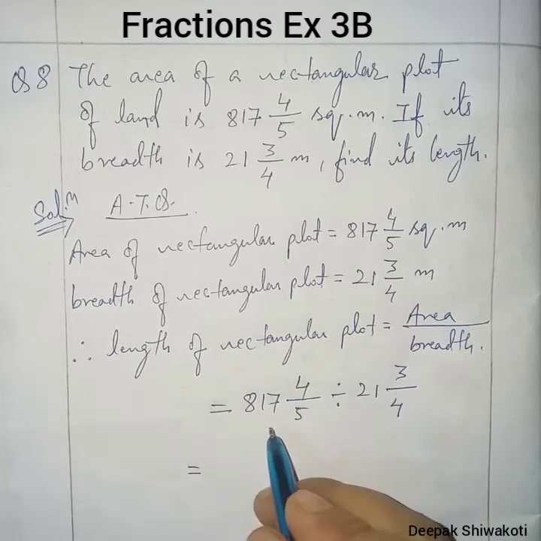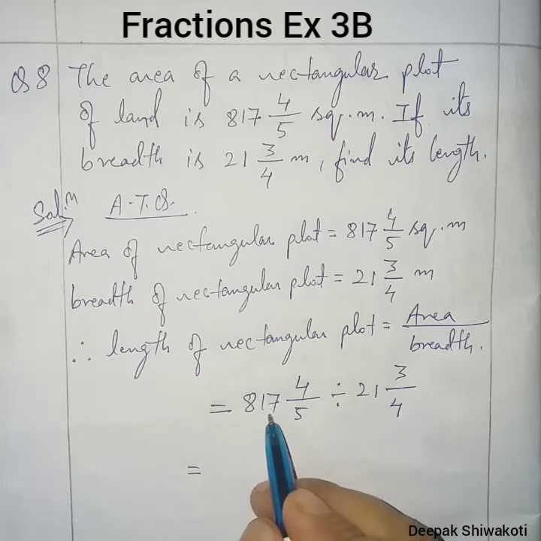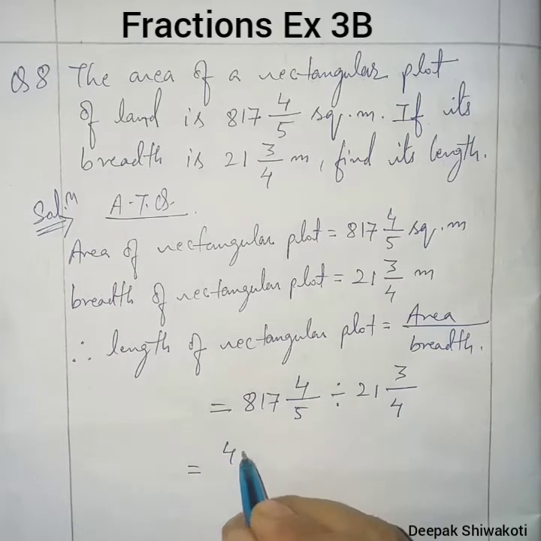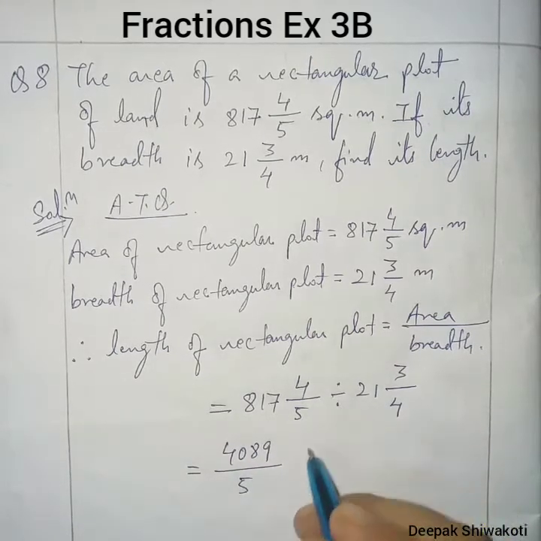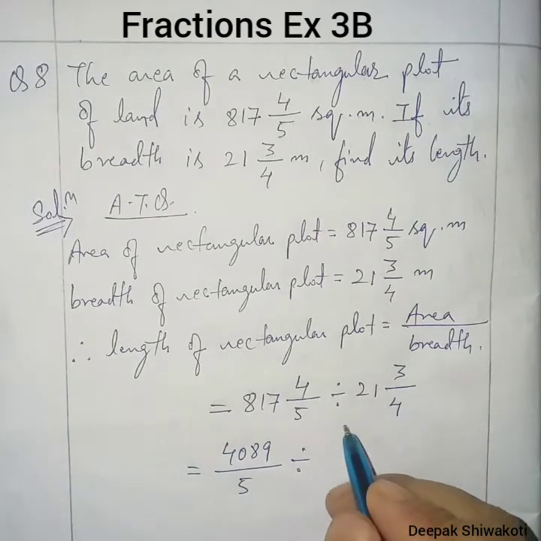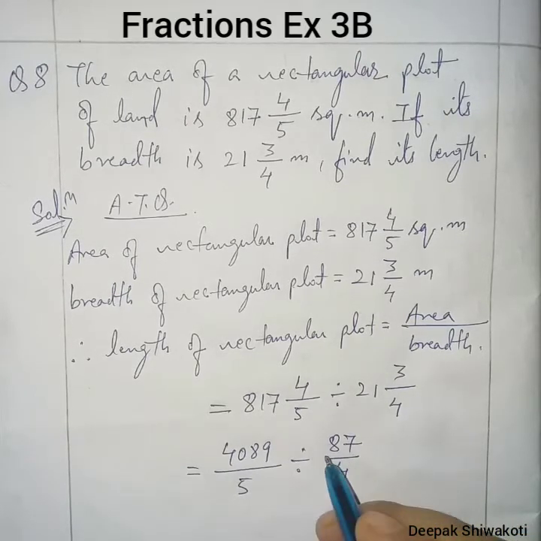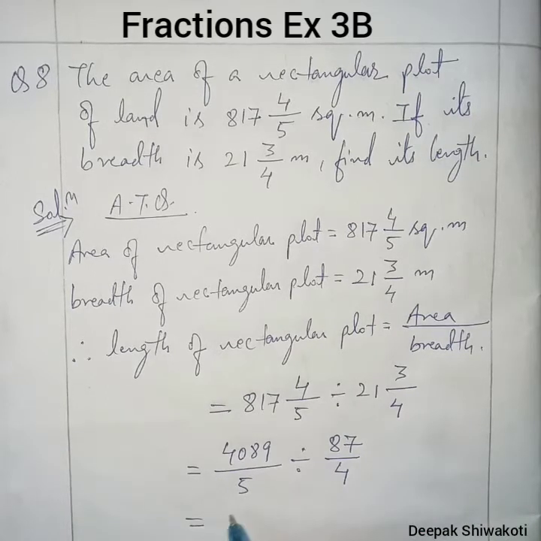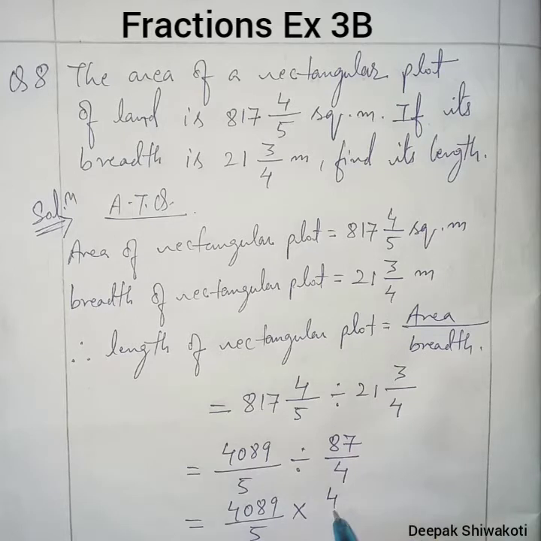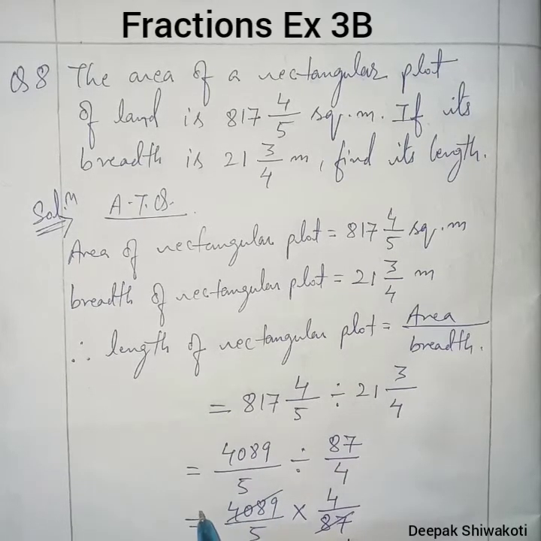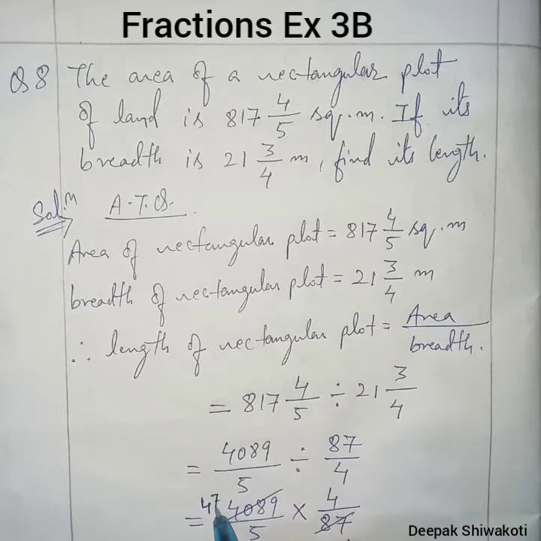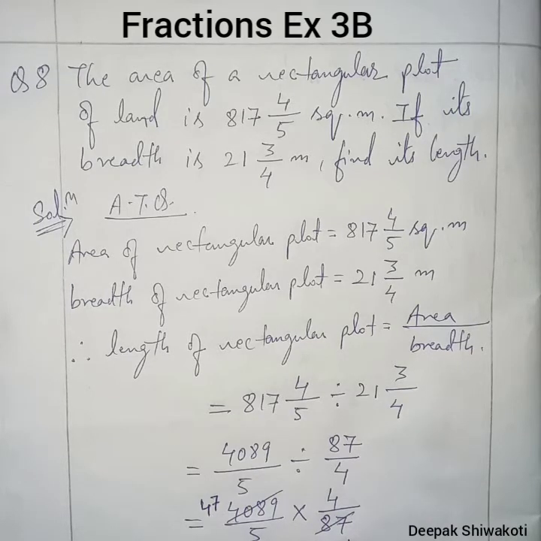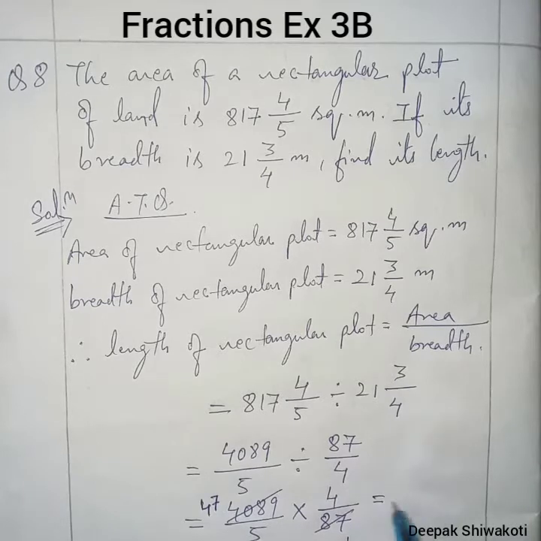This mixed fraction we will convert into improper fraction. How? This 817 into 5 plus 4 will get 4089 by 5. This divide here, 21 into 4 plus 3 will get 87 by 4. Do this calculation in rough. Now 4089 by 5, this divide will change into multiplication and this will become reciprocal, that is 4 by 87. Now we can cancel it, 87 into 47 is 4089. Okay, now when we multiply 47 into 4, we get 188 and in denominator 5 is there.